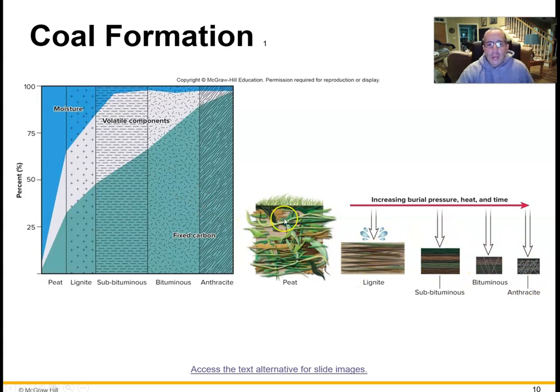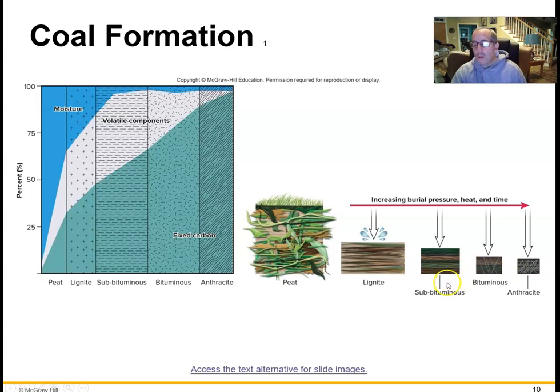You have peat. Remember we talked about peat back, I think in soils, where we discussed peat before, where that's actually in layers right now. It hasn't been buried to the point that it's starting to form coal yet, but it's a very dark layer of very dense material. So when it gets deep enough, it starts to form lignite. And then as you progress, this is increasing pressure, heat, and time. So as it gets pushed deeper and there's more pressure, the grade of the coal actually increases.